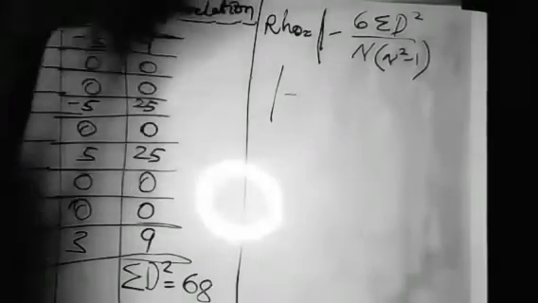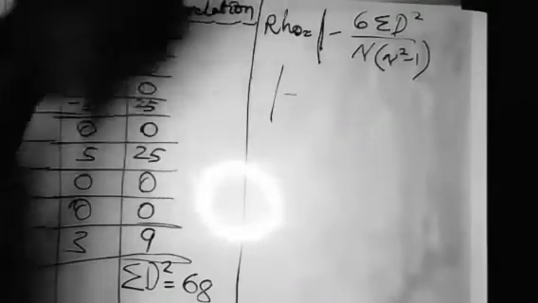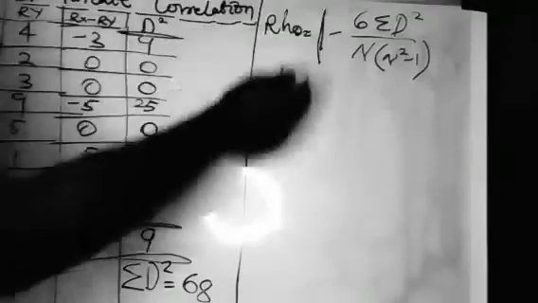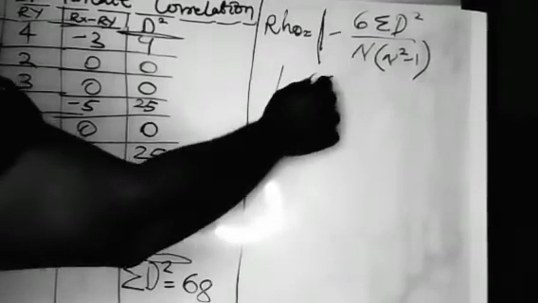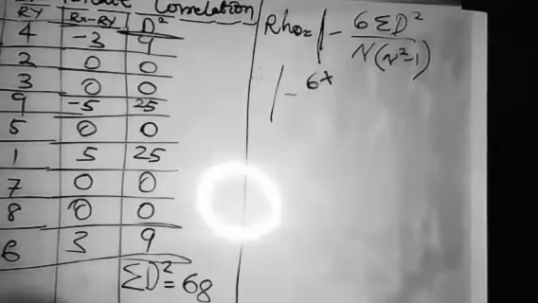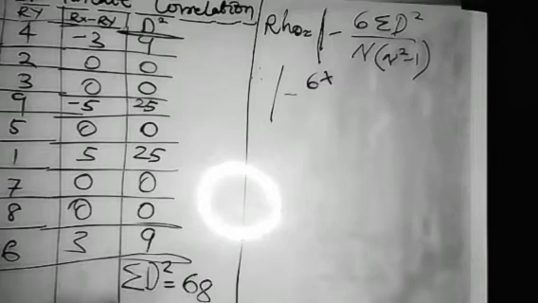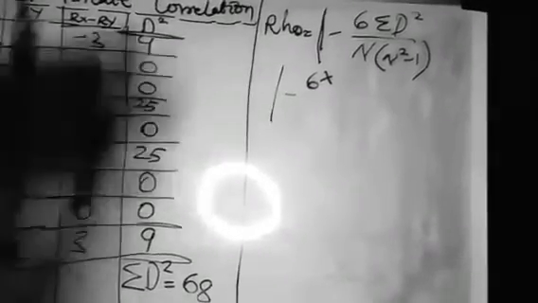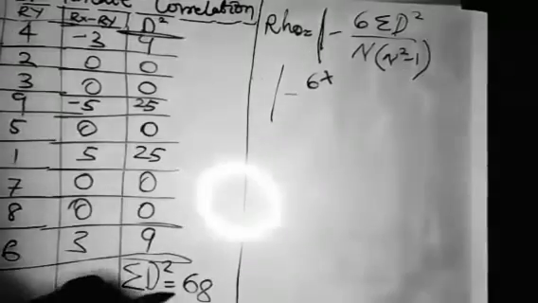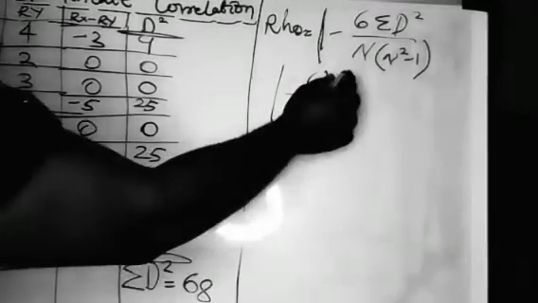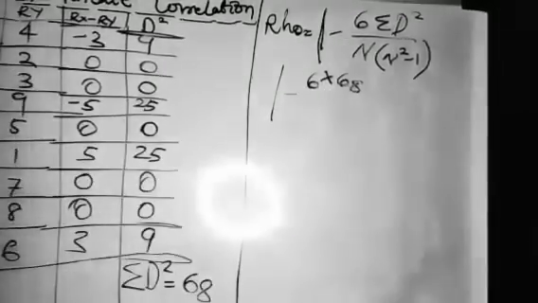So all we need to do is to replace those missing variables. 6 is constant, multiplied by what is summation d, that is sigma d squared. We bring in 68 over here, summation d squared over there in the formula. We bring in 68. 6 times 68. Are we seeing what is going on there?